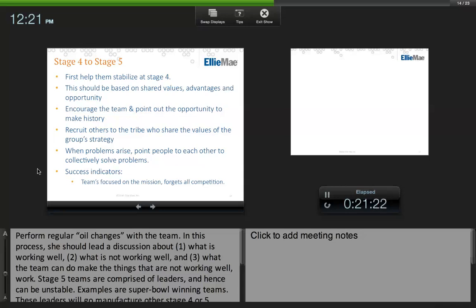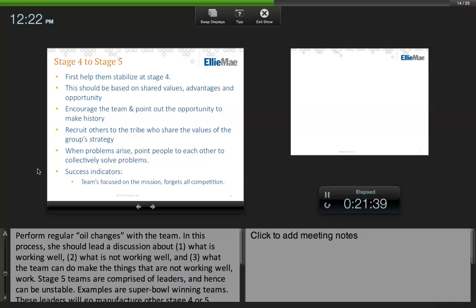Here's what we're going to do. That doesn't work. What you need to do is to point team members to each other. Go solve it as a group. Because solving that problem together as a group reinforces that stage 4 team.